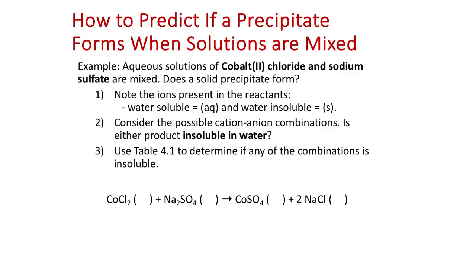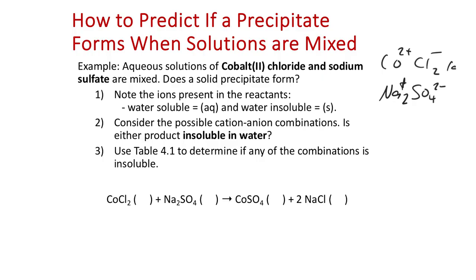Now, how do we predict when a product is going to form that's insoluble, or how do we predict the products in the first place? Well, let's take a look at an example. We're taking cobalt 2 chloride. So cobalt 2 is cobalt 2 plus, chloride is Cl minus, so CoCl2. Sodium sulfate, sulfate's a 2 minus, so it takes two sodium pluses to balance out the charge. So Na2SO4. We're taking solutions of cobalt chloride and sodium sulfate and mixing them together.